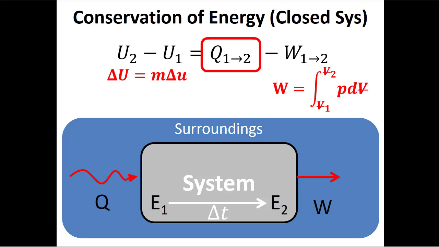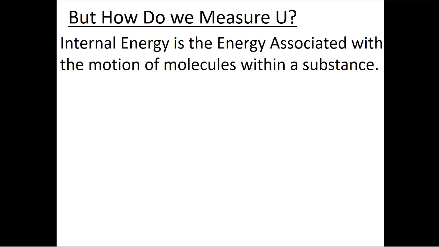we knew P as a function of volume inside of our system, then we could find work. And the only unknown we would have in the first law is heat transfer. And that's what we're going to try to do for most closed system type problems in this course. So today we're going to think about how we find specific internal energy. So how do we measure internal energy?